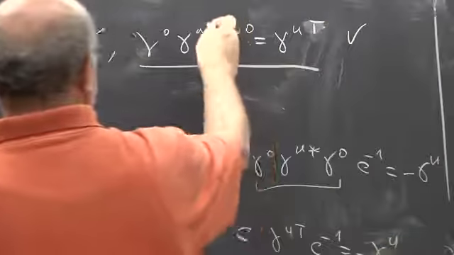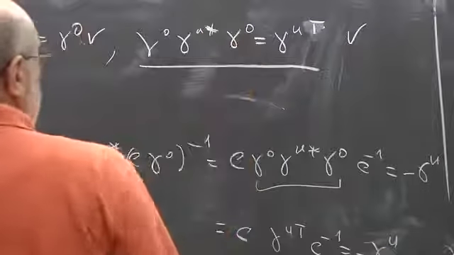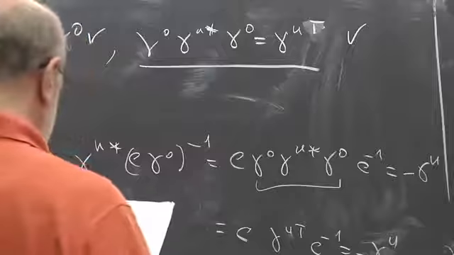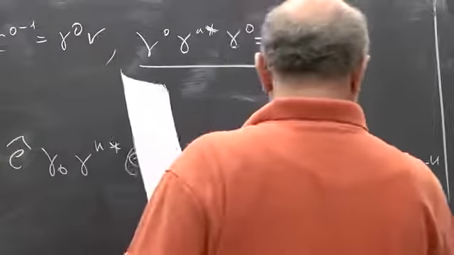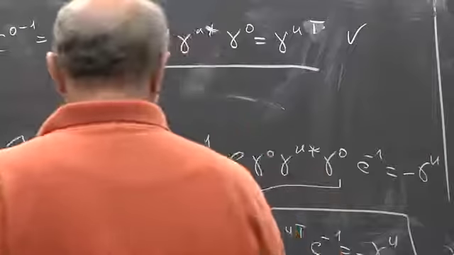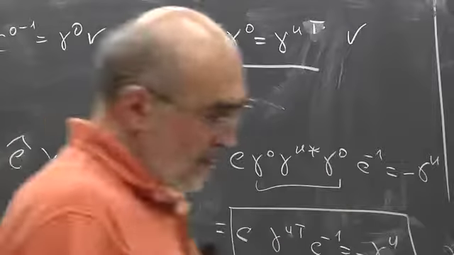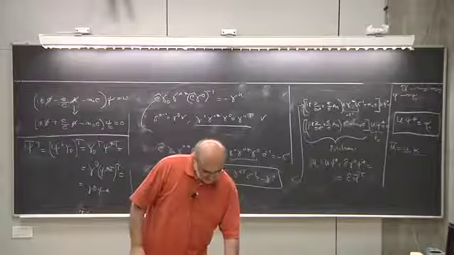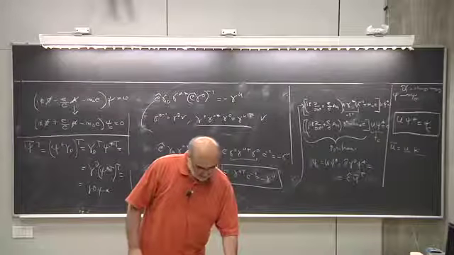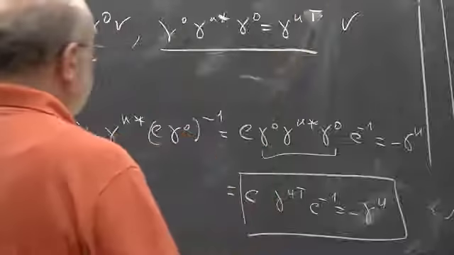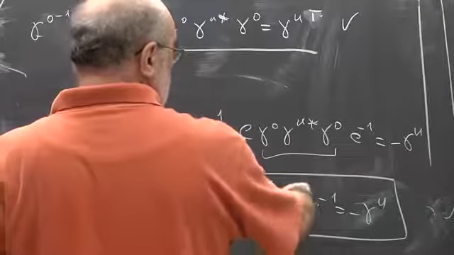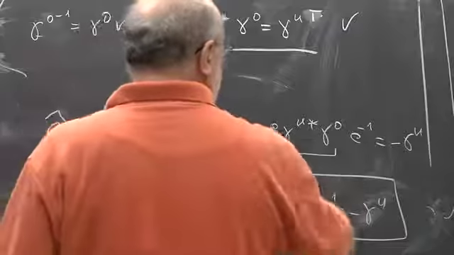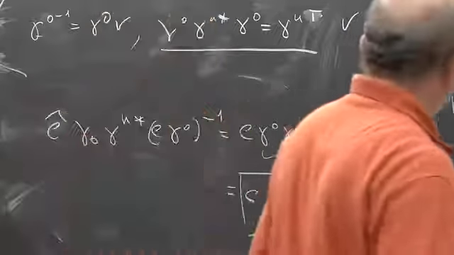This is less easy, but we can verify this also: that when you sandwich gamma mu star between the gamma 0, you get the transposed. We will verify that. And then basically the C has to satisfy this relation. This is the C that has to satisfy those relations. Now, we should build the gamma t, the transpose of the gamma, and see which C satisfies that.